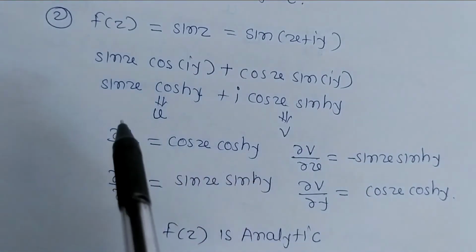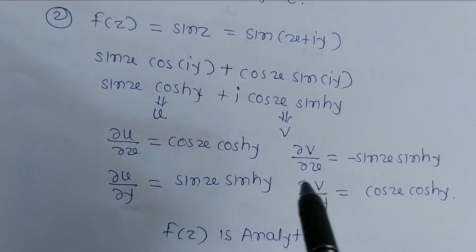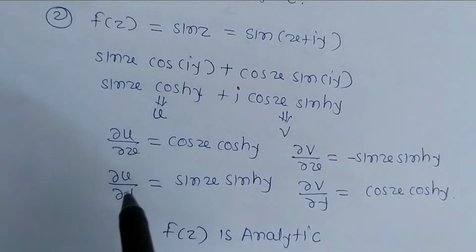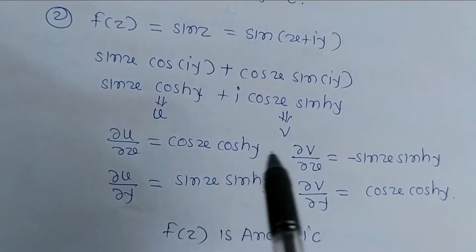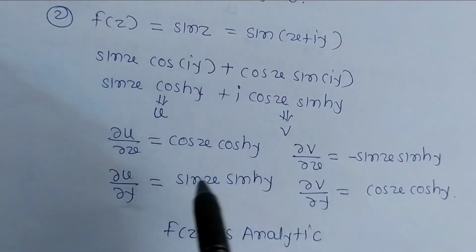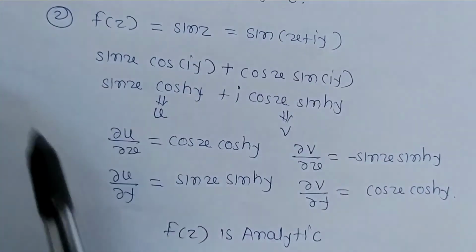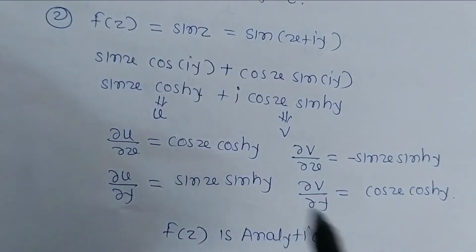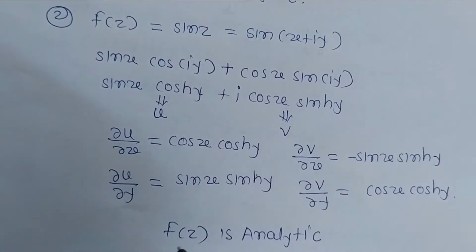So here dou u by dou x is equal to dou v by dou y, and dou u by dou y is equal to minus dou v by dou x. Both conditions are satisfied. So we can call f of z equals sin z an analytic function.